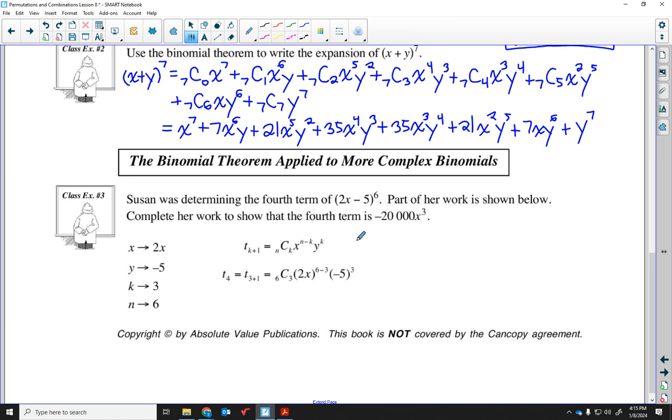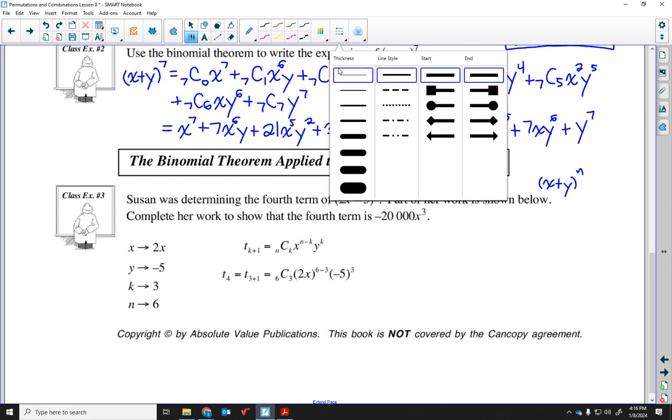Okay, now we're going to make this a bit tougher. So that general term formula that I showed you is only valid if the binomial looks like this, x plus y to the power of n. Now, if we look at this question right here, the problem is I still have a binomial in brackets. It's 2x minus 5, but it's not x plus y. So I'm going to try to write it as close as I can to this format right here. So I'm going to try to write it as an addition statement. So I'm going to write this as 2x plus negative 5, and then all to the power of n.